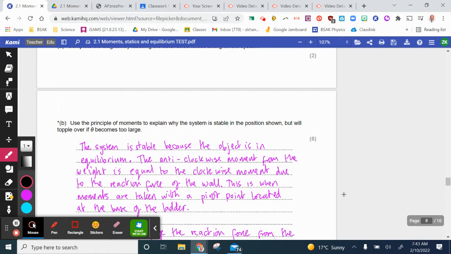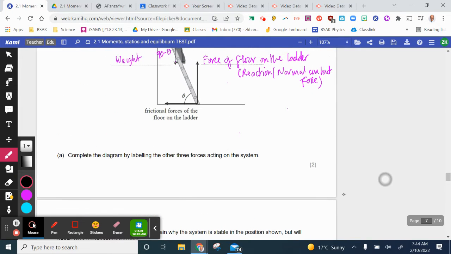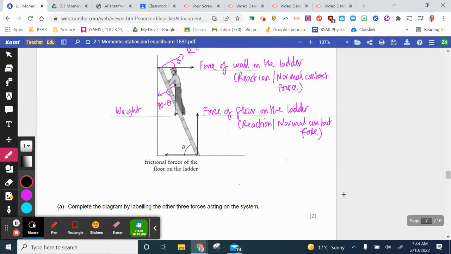So what we do to answer this 6-mark question is split it into two. First, we're going to explain why the system is stable in the position shown, and then we are going to look at the second half of the question, when theta becomes too large. To begin with, we identify a pivot point. Generally the ladder is going to pivot around the floor, so it is ideal to choose this as your pivot point to discuss this particular question.